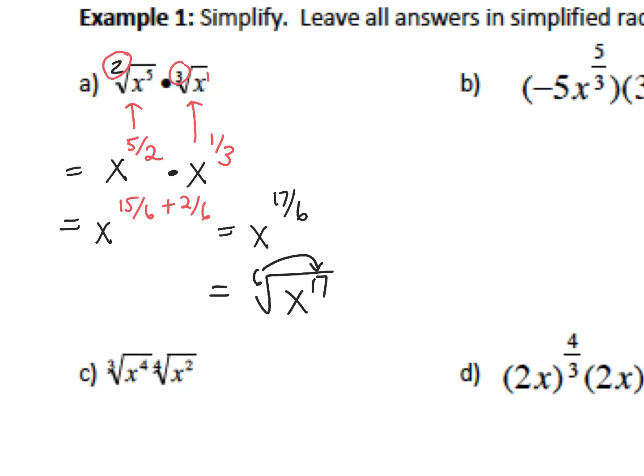So after we did our ER rule, we added our exponents together. You have x to the 17/6. You ask yourself, how many times does 6 go into 17? And last time I checked, that was twice.